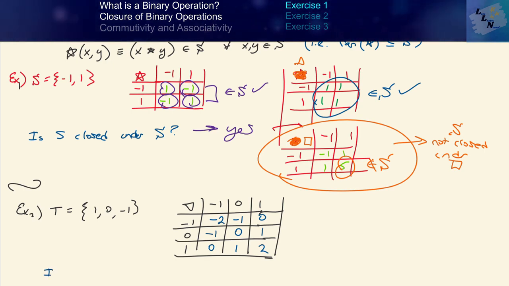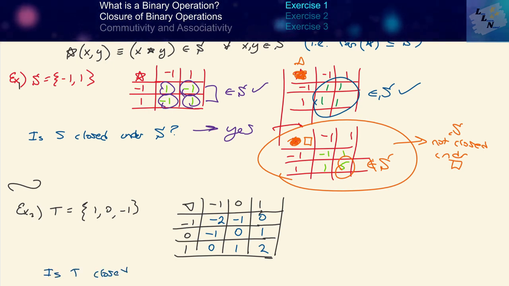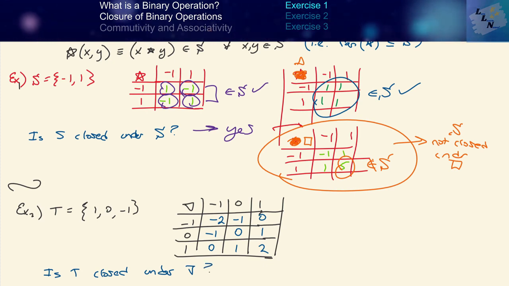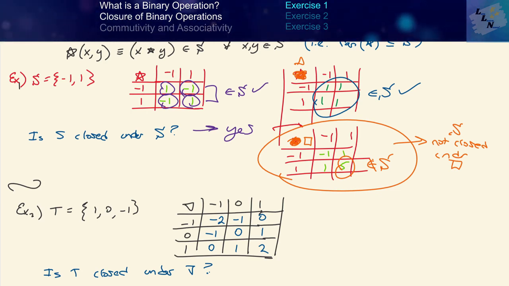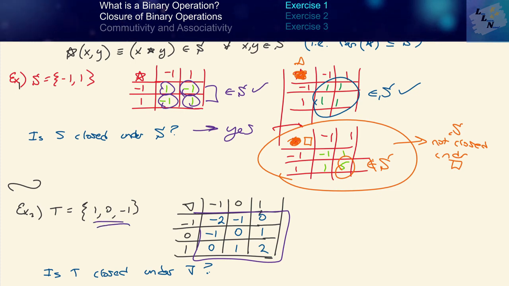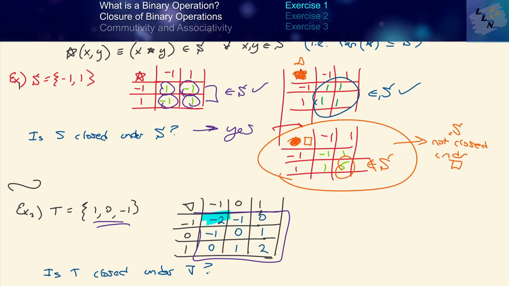So question, is T closed under this operation, upside down triangle? You need to be able to look at this table, and if you're not given a table, you should be able to generate one or be able to pick numbers on the output, sort of like we did for that triangle relation a little bit earlier, and see if there are any elements in this little box that are not in the original set. So we clearly see we have -2 and 2, and these two numbers here.